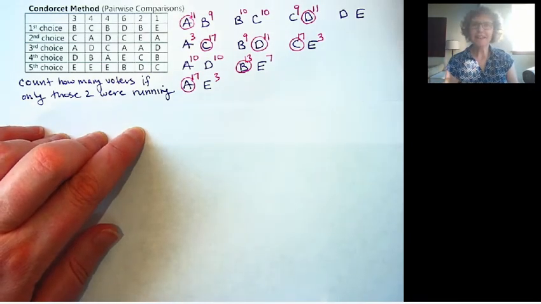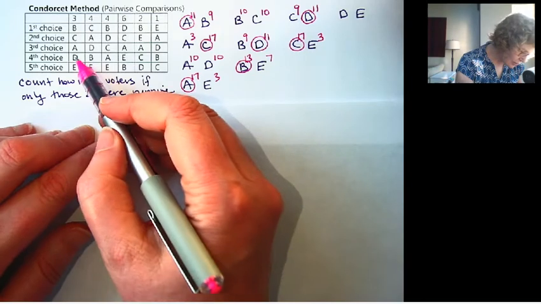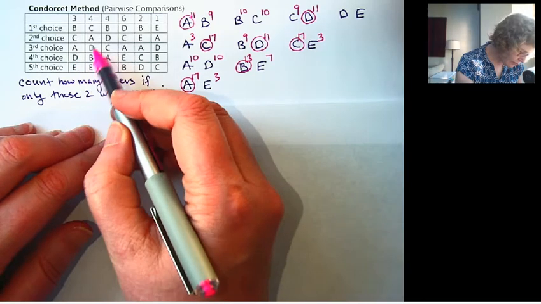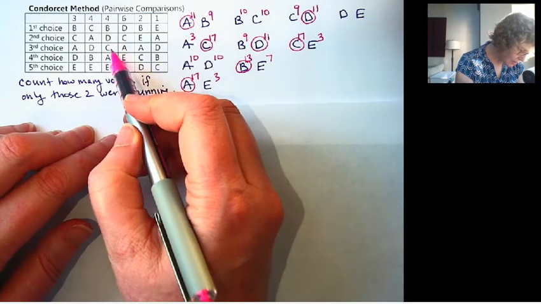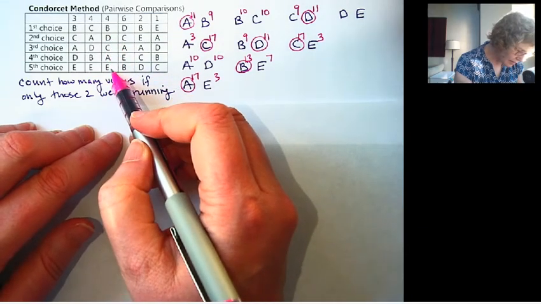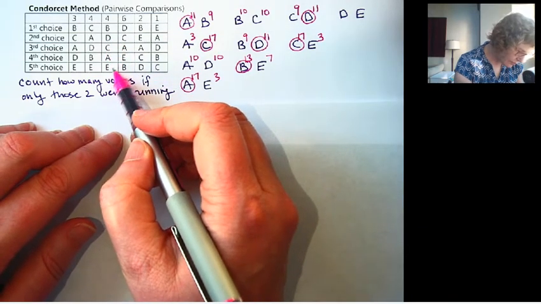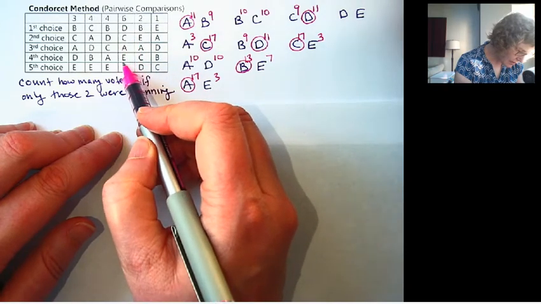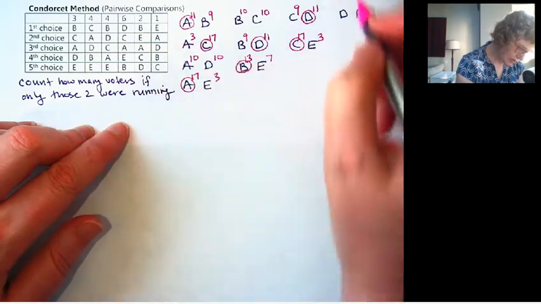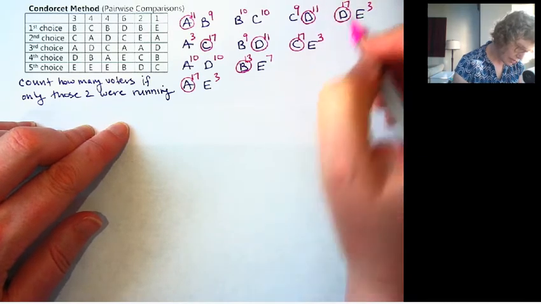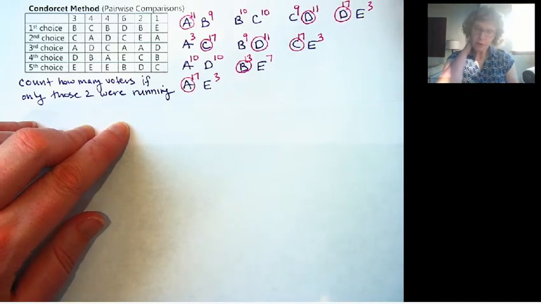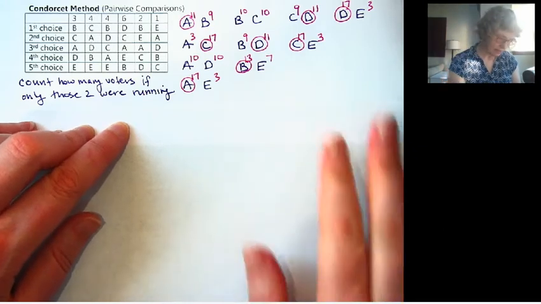Last one, D over E. D over E, 3 plus 4 is 7, plus 4 is 11, plus 6 is 17, and E was higher on those, so another 17 to 3. So D was preferred over E, 17 to 3.